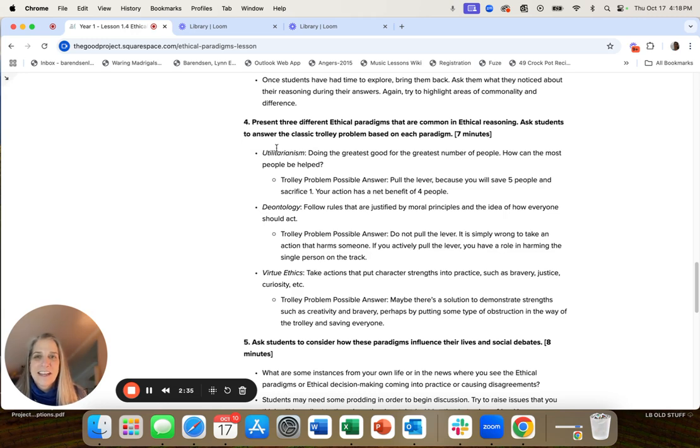We suggest looking at 3 different ethical paradigms that are common in ethical reasoning: utilitarianism, deontology, virtue ethics. And here are definitions for each of them. We also have additional resources on the website for all of them.